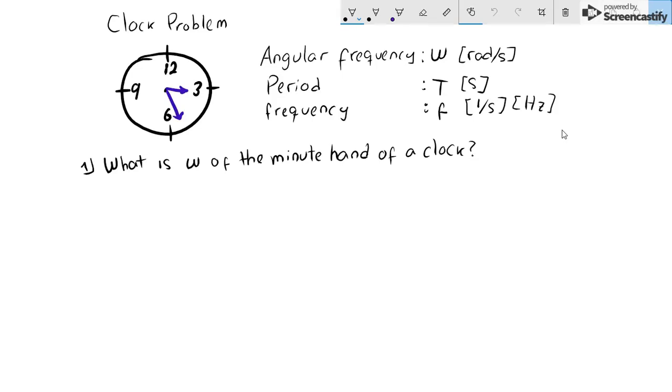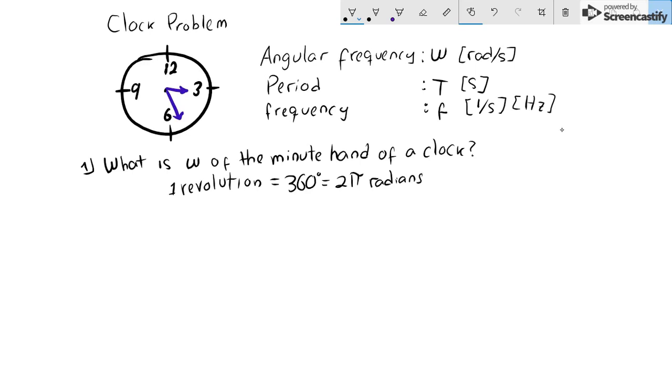Now we have a clock, and the question is, what is the angular frequency of the minute hand of a clock? Well, let's see. We need to remember that one revolution equals 360 degrees, but also equals 2 pi radians.